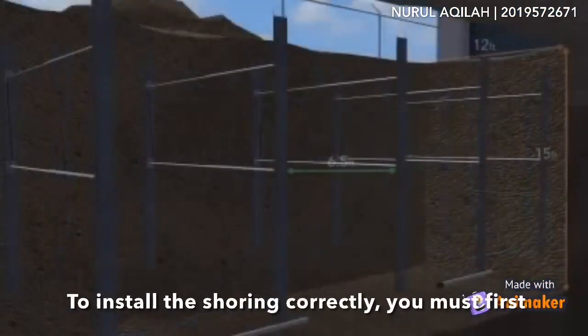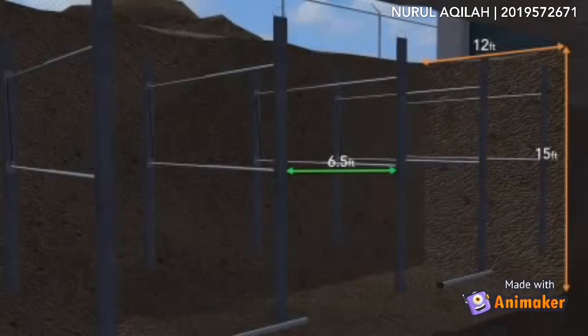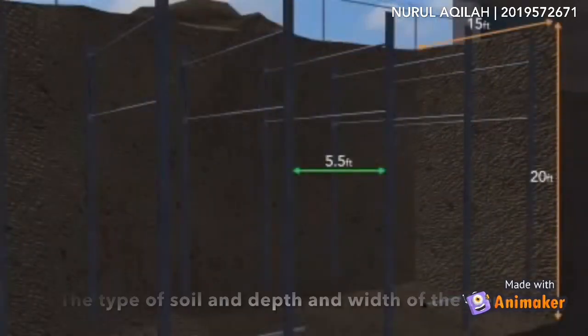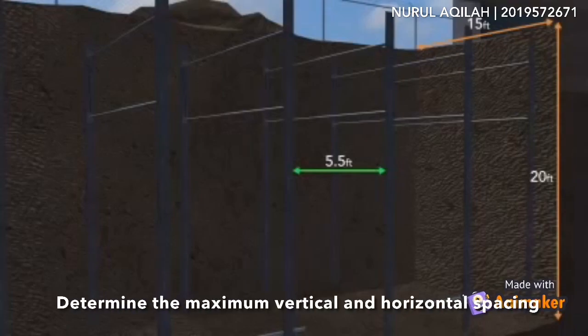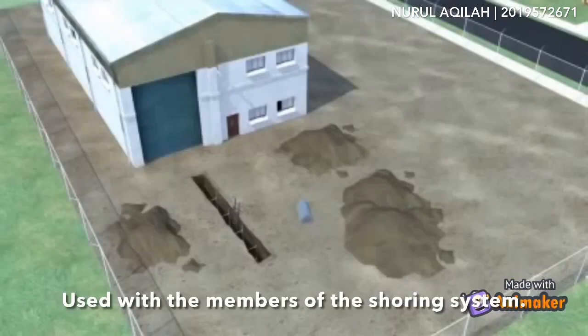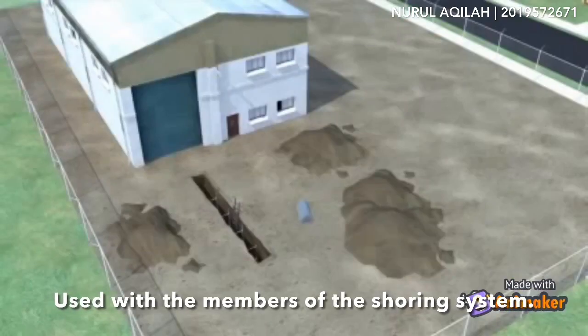To install the shoring correctly, you must first determine the soil type. The type of soil and the depth and the width of the trench determine the maximum vertical and horizontal spacing used with the members of the shoring system.